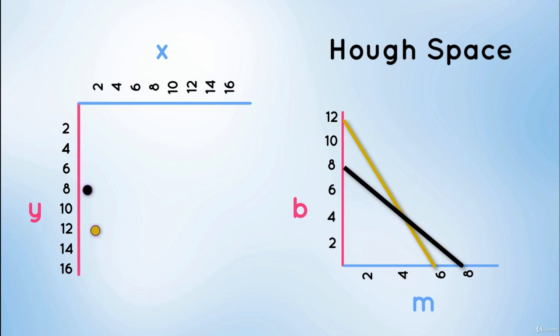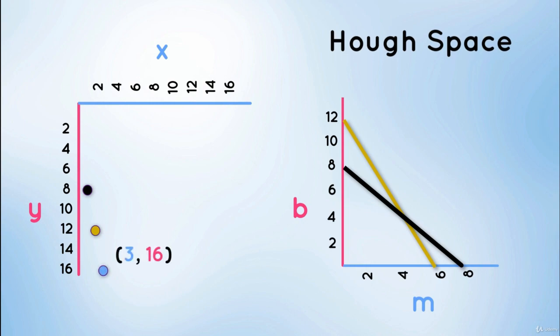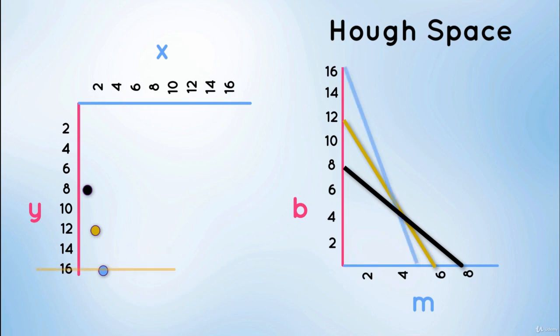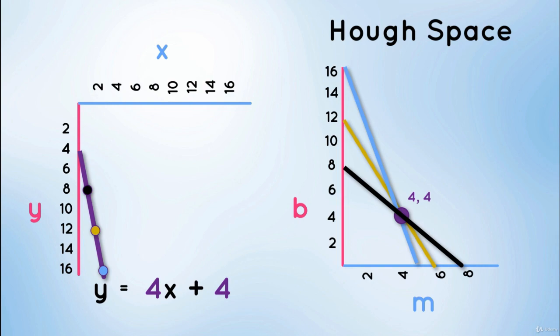Suppose there is one more point in our image space, at the point 16 and 3. This point is also represented by a line in parametric space. Each point in that line denotes different values for m and b, which once again correspond to different lines that can pass through this point. But notice that there is another intersection at the same point, which means that the line with the following slope and y-intercept, 4 and 4, crosses all 3 of our dots.